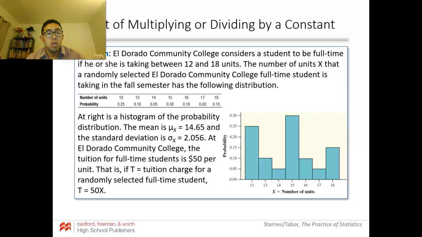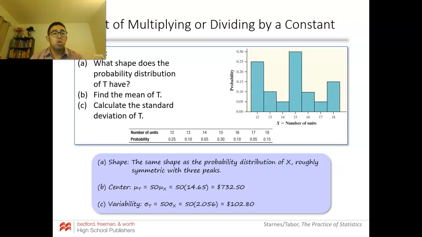Tuition, the charge for a randomly selected full-time student, is going to be 50 times the units. So the transformation here is that instead of number of units, we're going to be looking at the expected cost and the variation within the cost. If you were to find the shape, the shape is still going to be roughly symmetric with three peaks at 12, 15, and 18.